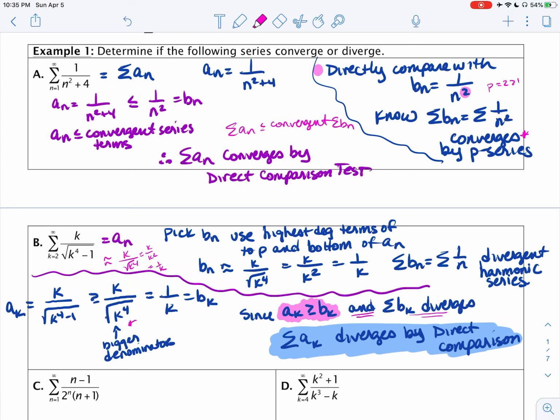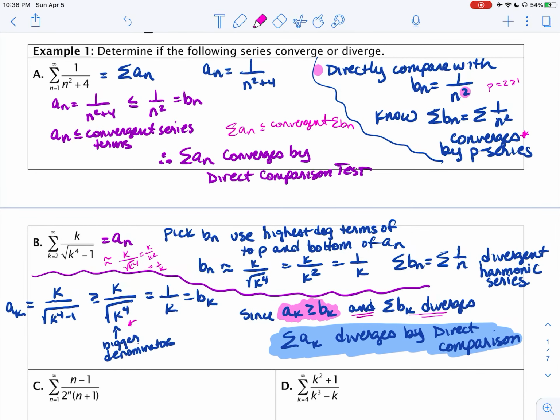I liken it to an example: if I have a cookie and I offer to divide it among 3 people, and then I take that same cookie and offer to divide it among 5 people, which group of people do you want to be in? I want to be in the group of 3, the smaller number, because then I get more cookie. It's going to be a bigger number.